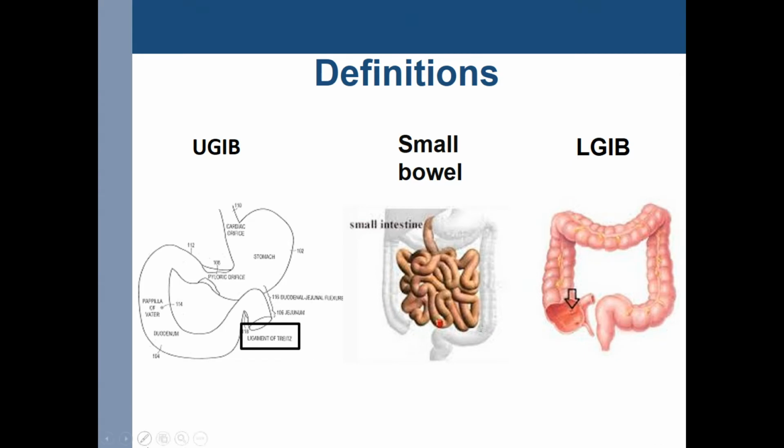Upper GI bleed is defined as any bleeding that occurs proximal to the ligament of Treitz. Then from the ligament of Treitz all the way through the ileocecal valve is small bowel bleeding, as nowadays we do have instruments and equipment that allow us to intervene upon this bleeding as well. And then finally, lower GI bleed is defined as any bleeding occurring from the ileocecal valve, the cecum, all the way down into the rectum and anus region.